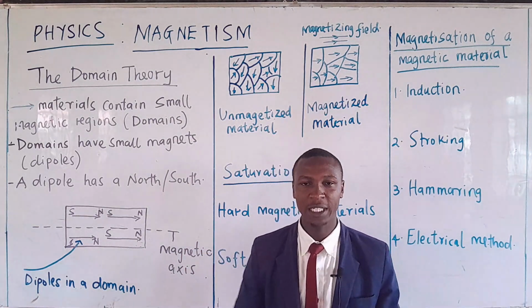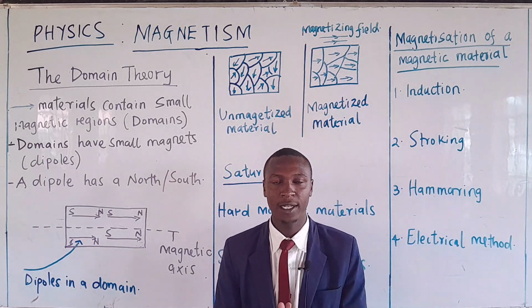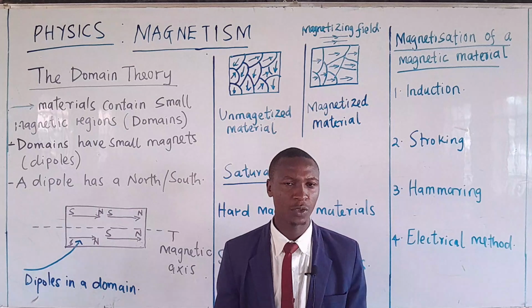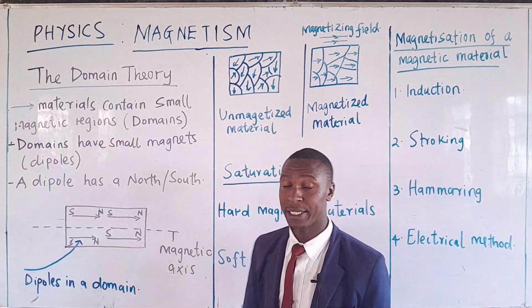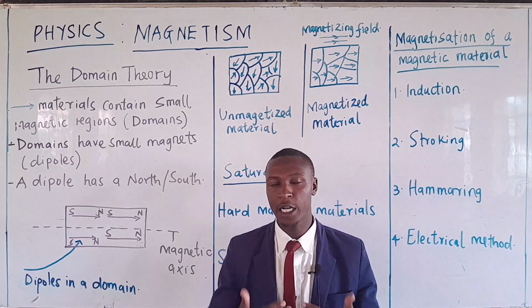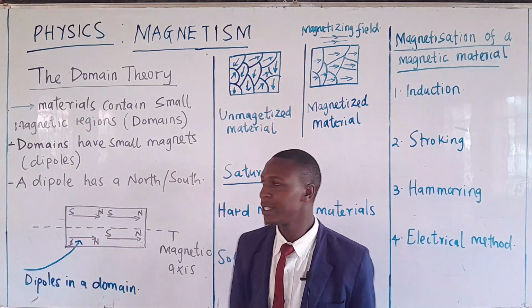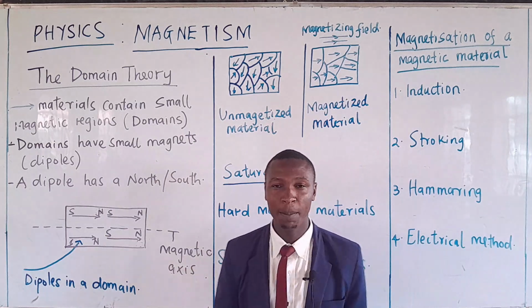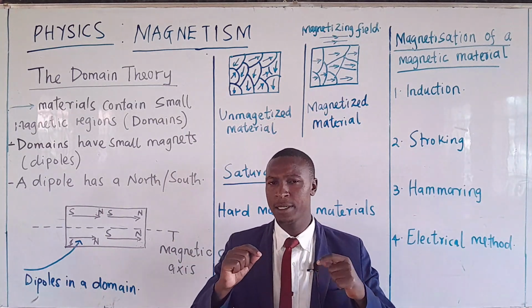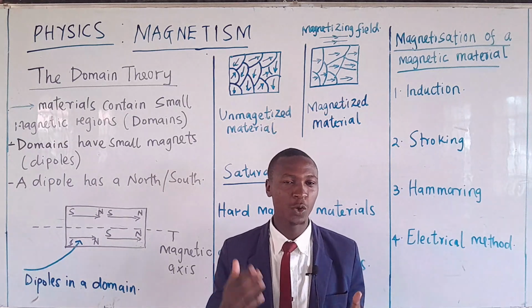So we have sections in any magnetic material that make it either magnetized or demagnetized. These sections or regions are called domains. All the domains are characterized in such a way that they are able to be magnetized or not. Now, domains have small magnets known as dipoles. So there are very tiny magnets known as dipoles in those domains.